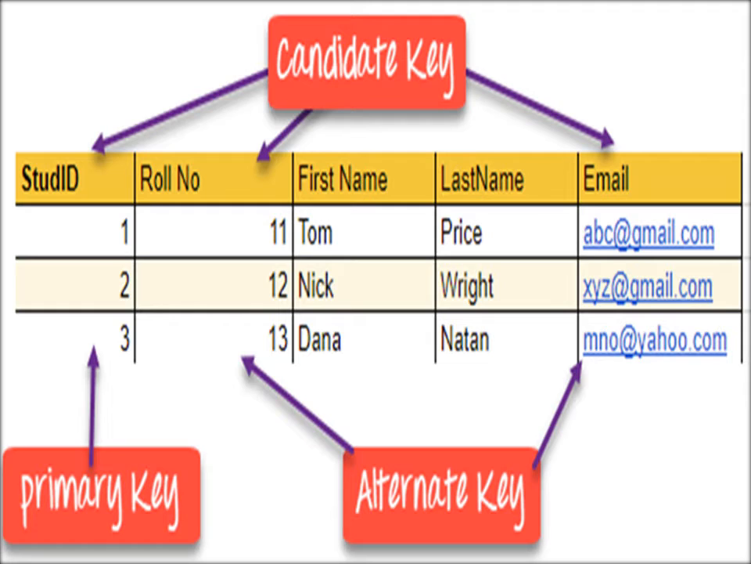Now in this table, student ID, roll number, and email, three of them are qualifying to be a primary key. So these three are the candidate keys. But as per the rules, we know that we can have only one primary key in a table. So one of them we will choose as the primary key. For example, if I choose student ID as the primary key, then the rest of the candidate keys will be known as alternate keys.